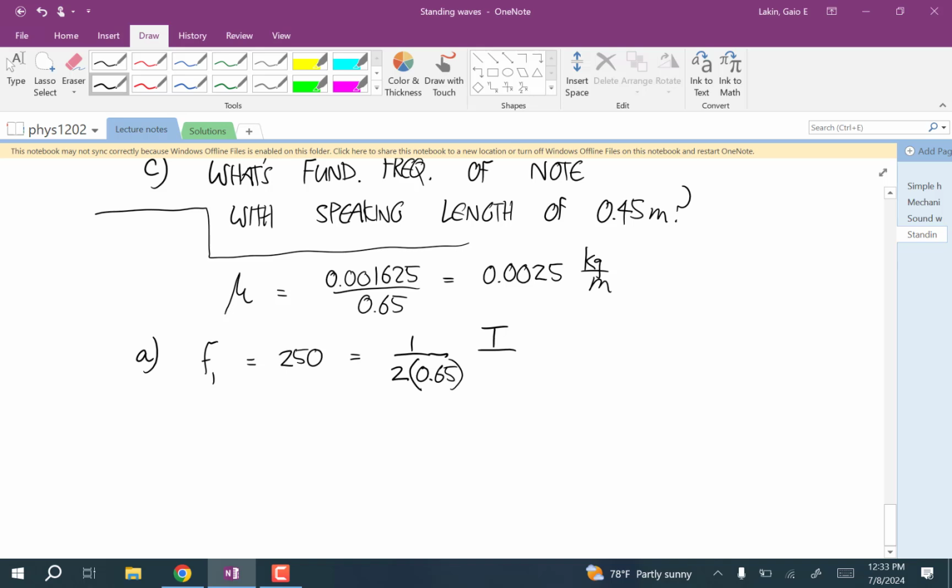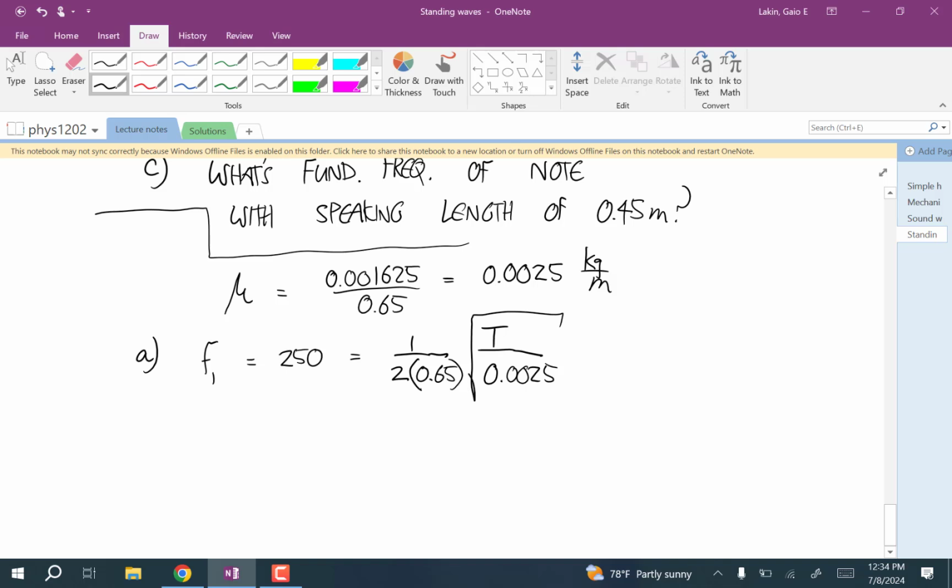Now go back to the formula that I was in the middle of. The mu value is 0.0025. All this is in the square root. So we can multiply 2 times 0.65 to the 250, multiply that to both sides. Then square both sides, solve for t.